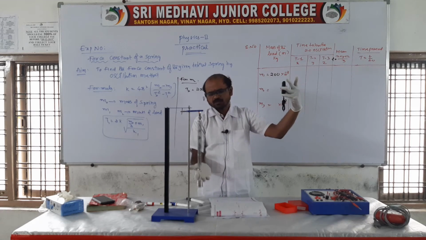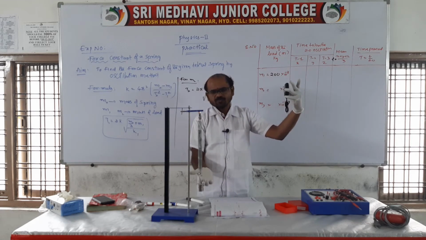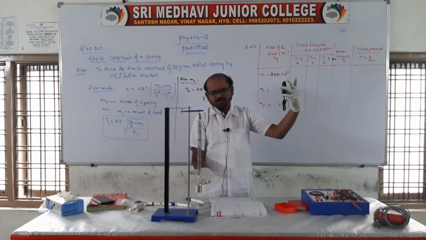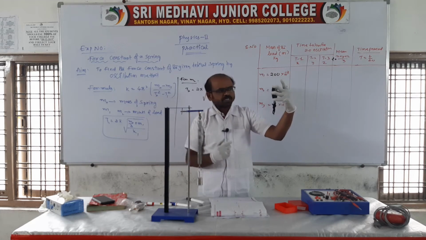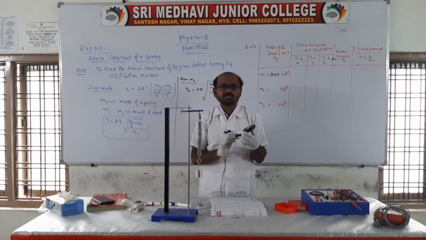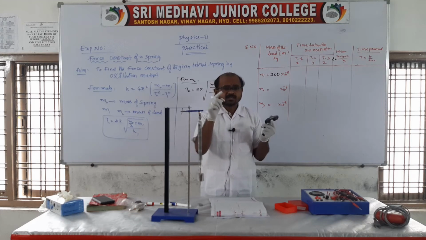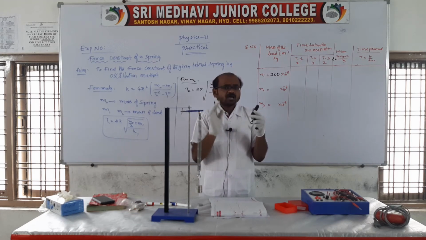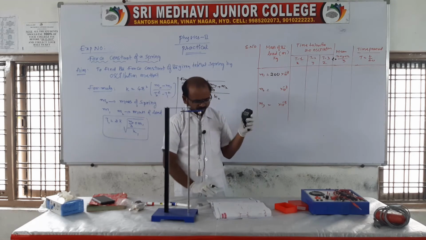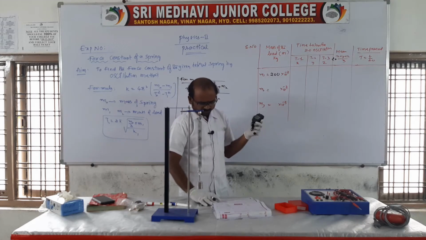Yes, count it: 1, 2, 3, up to 20. Stop the clock and note down the reading. The accuracy, I told you very clearly, is 0.01 second, or we can say 0.1 second. After counting stops, you stop the clock. Therefore we get the approximate value for 20 oscillations.